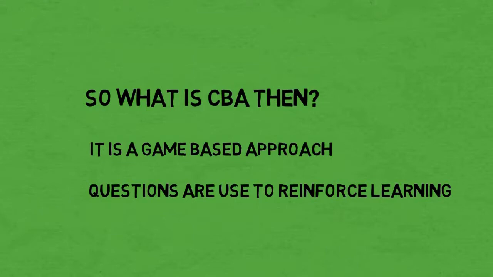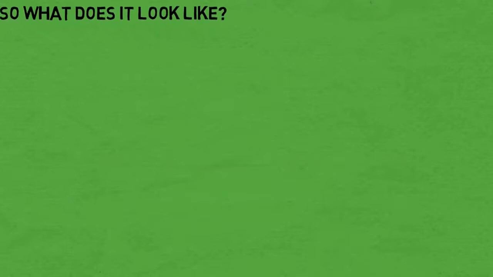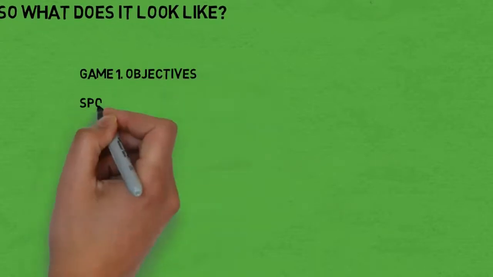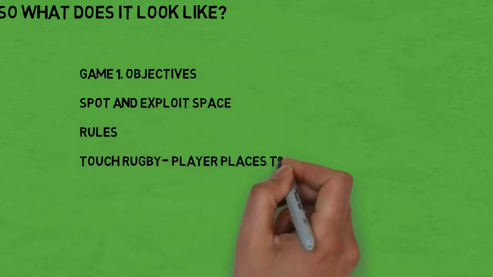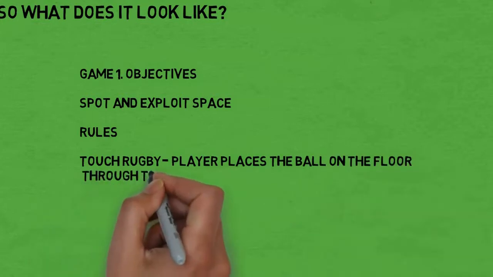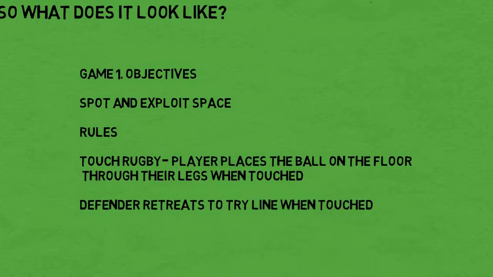So what does the constraints-based approach look like then? Well, even though it's simple in nature, it's actually quite hard to visualize. To help with that, we've got two games with different objectives. Game 1, the objectives are to spot and exploit space. The rules: normal touch rugby rules, and the player places the ball on the floor between their legs when touched. The defender who touches the player retreats to the try line, and only then can they get back into the game. This ensures that a space is left for the attack to spot and exploit.